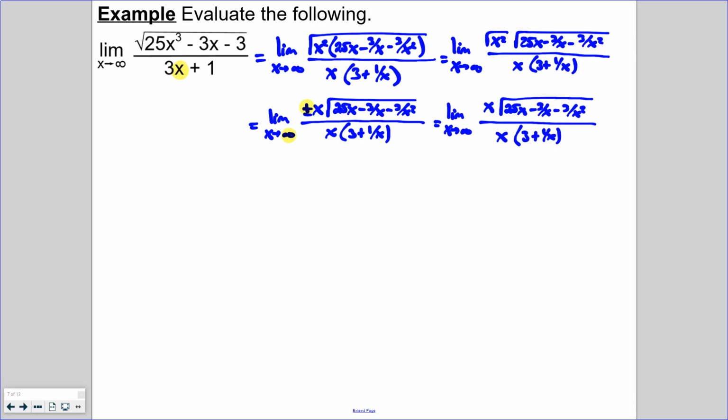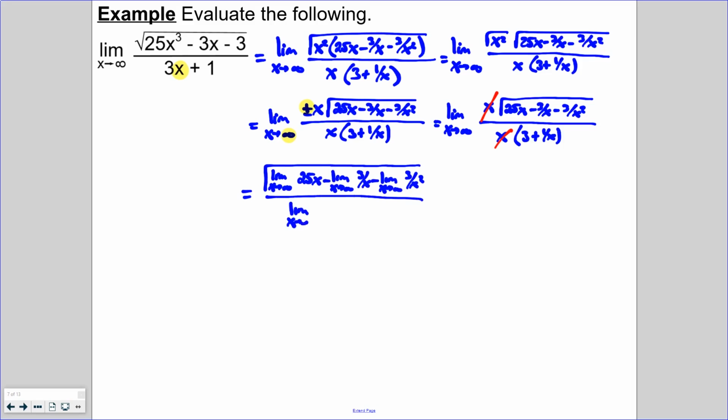All right, but now we can see we have a factor of x in the numerator and the denominator, so we can cancel it on there, poof, go away. Then we can use the limit properties to go ahead and take the limit of all these terms. So that means we're going to have the square root of the limit as x approaches infinity of 25x minus the limit as x approaches infinity of 3 over x minus the limit as x approaches infinity of 3 over x squared, all over the limit as x approaches infinity of 3 plus the limit as x approaches infinity of 1 over x.